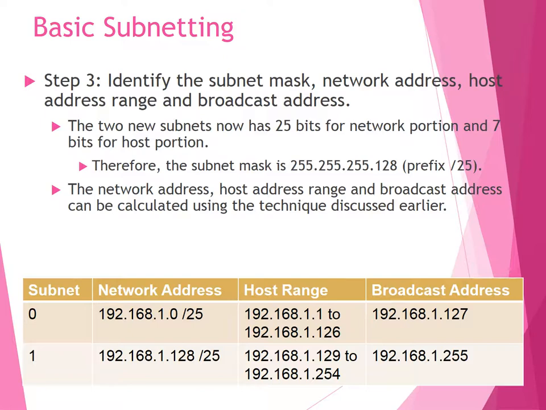Step 3: Identify the subnet mask, network address, host address range, and broadcast address. The two new subnets now have 25 bits for the network portion and 7 bits for the host portion. Therefore, the subnet mask is 255.255.255.128, prefix /25. The network address, host address range, and broadcast address can be calculated using the technique discussed earlier. For subnet 1, the network address is 192.168.1.128/25, the host range is 192.168.1.129 to 192.168.1.254, and the broadcast address is 192.168.1.255.